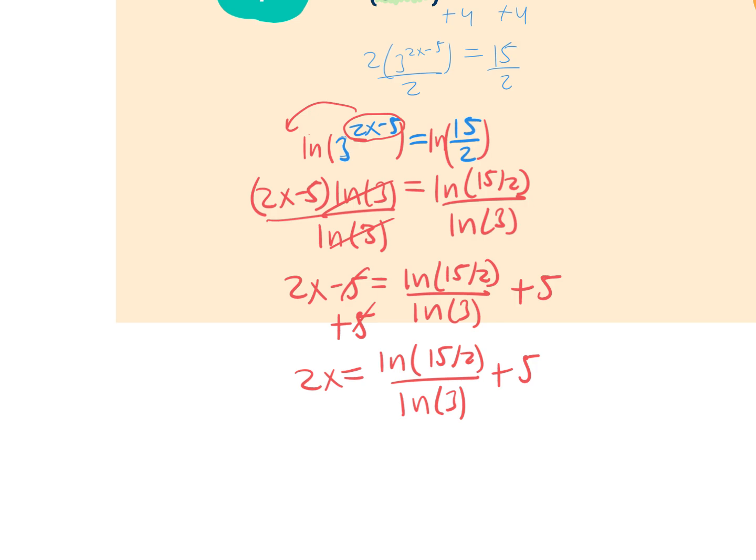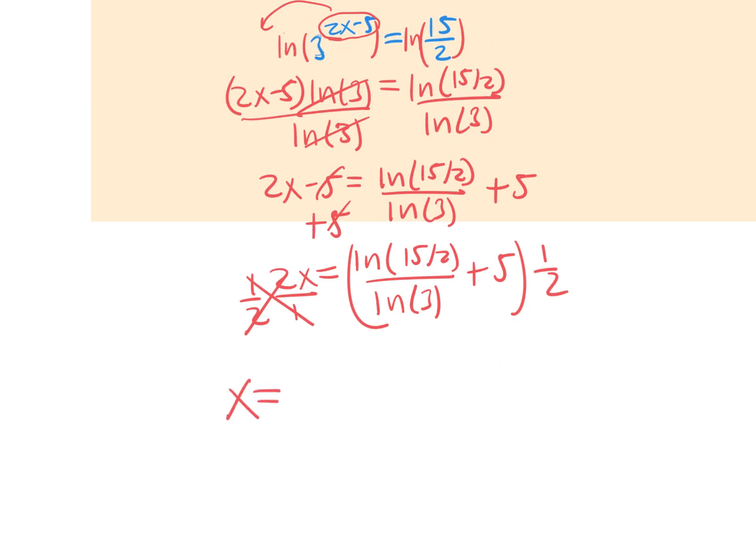And then you can either divide by 2 or multiply by a half, right? So let's just say I'm going to multiply by a half, right? That's the same as 2 over 1. So that cancels. Let's multiply this whole thing by 1/2. All right, and then so your final answer is 1/2 times ln of 15 over 2 divided by ln of 3 plus 5. All right.